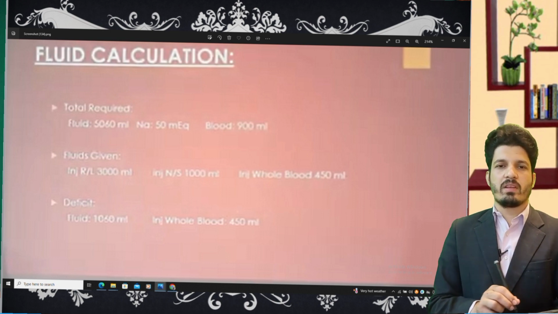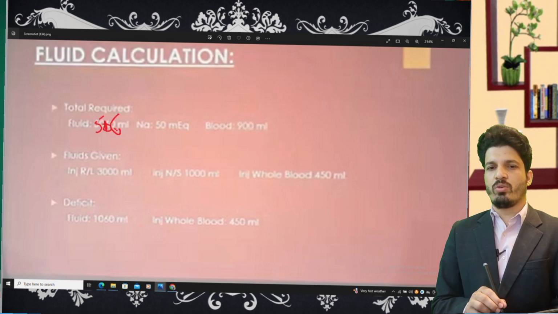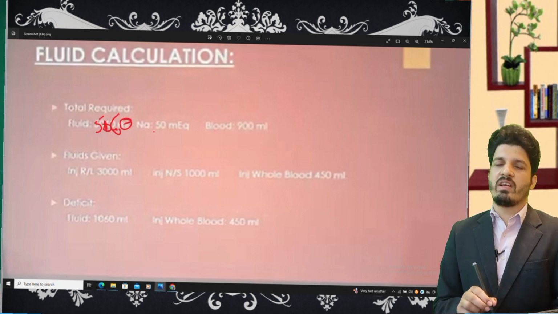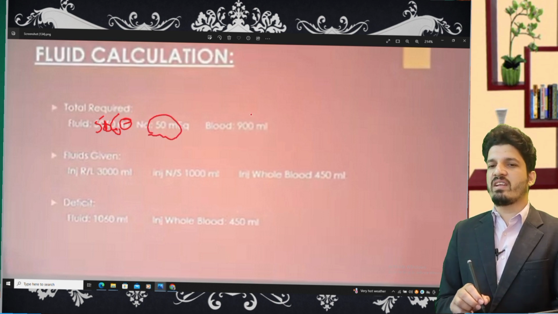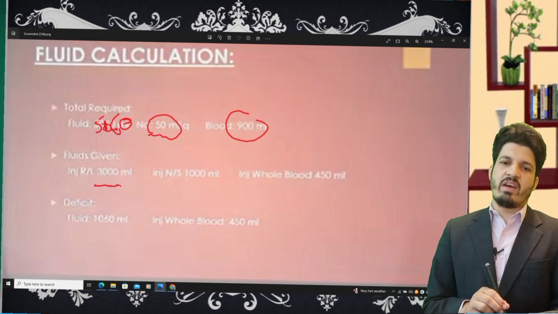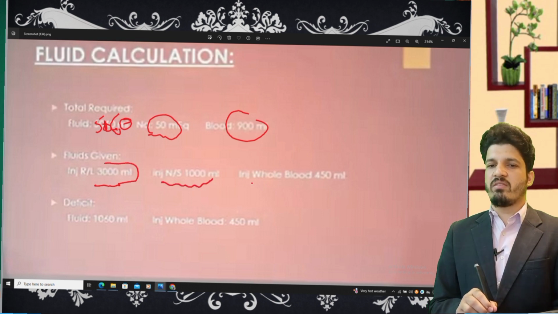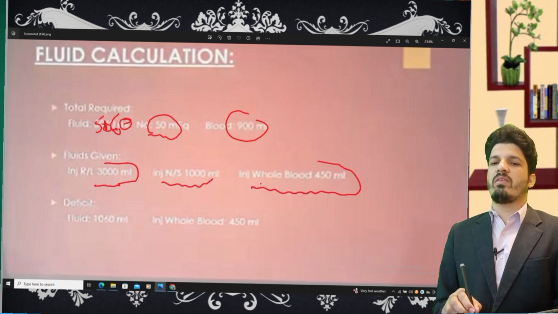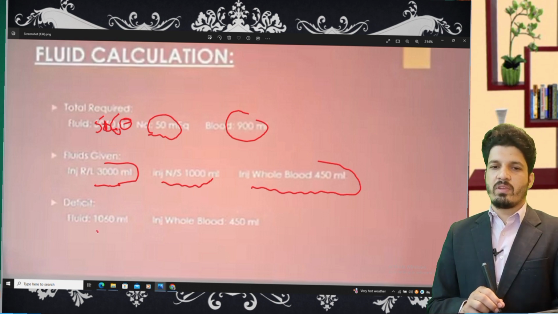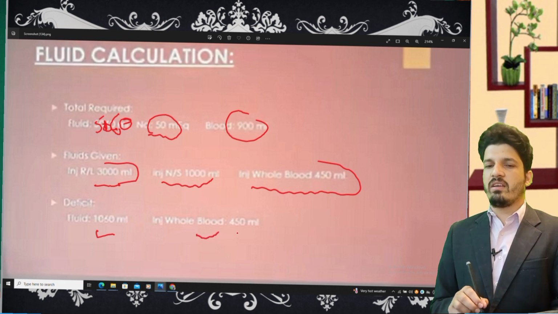So here, finalizing the things, total fluid required was 5060 ml, and sodium 50 milliequivalent, and blood was 900 ml. And as we have given Ringer lactate 3000 ml, normal saline 1000 ml, and whole blood 450 ml, the deficit is a total of 1060 ml, and infusion of whole blood 450 ml.